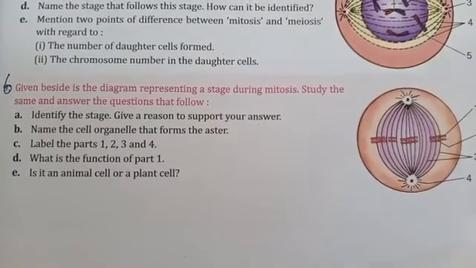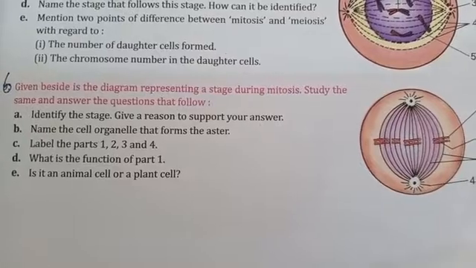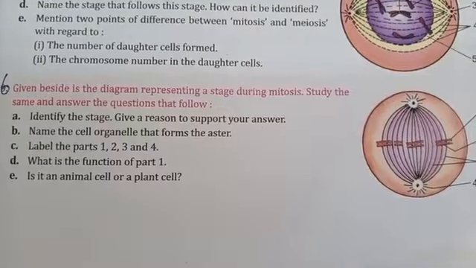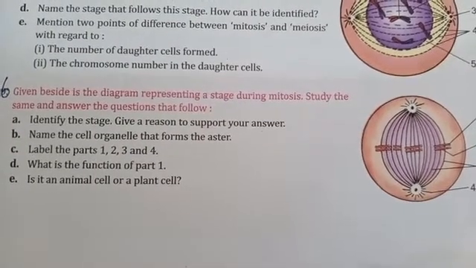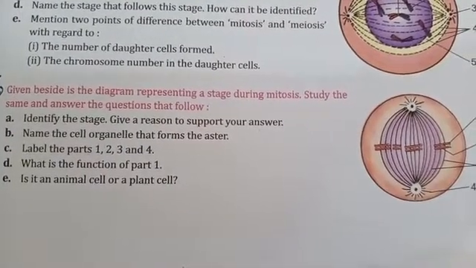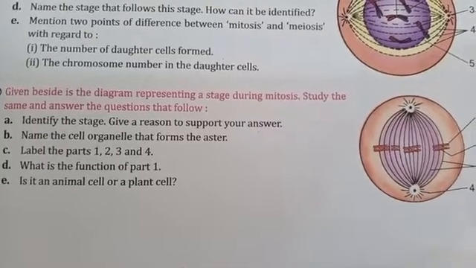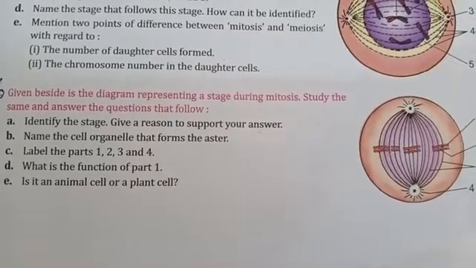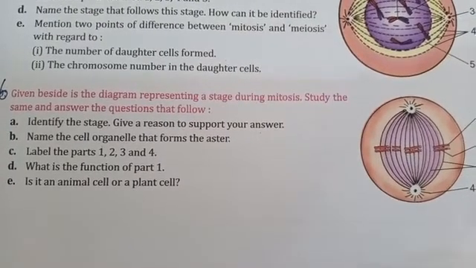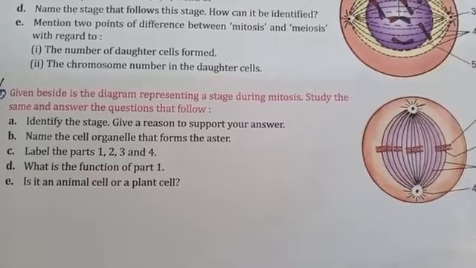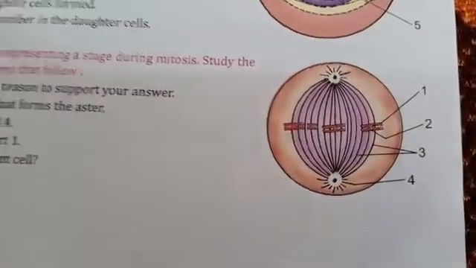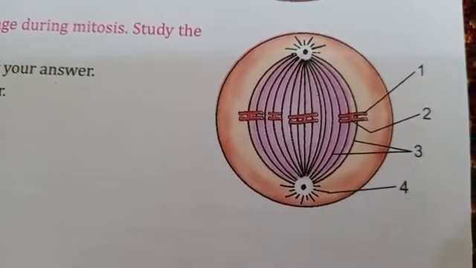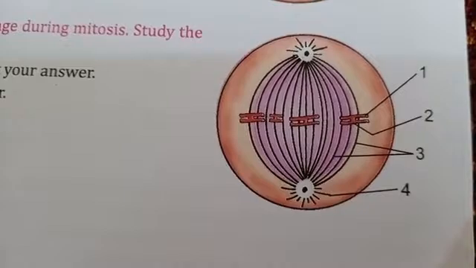Now this is question number 6. Given beside is the diagram representing a stage during mitosis. Study the diagram and answer the same. Identify the stage, give reason, name the cell organelle that forms the aster, label the parts 1, 2, 3, 4. What is the function of part A? Is it an animal cell or a plant cell? Now look at the figure. Draw this figure and answer all the questions.